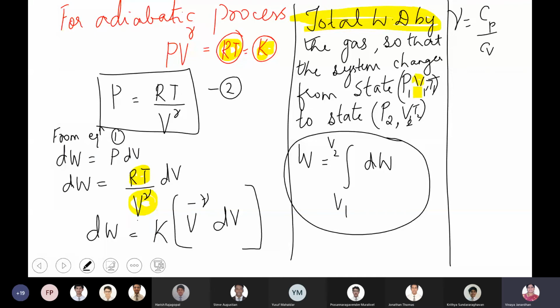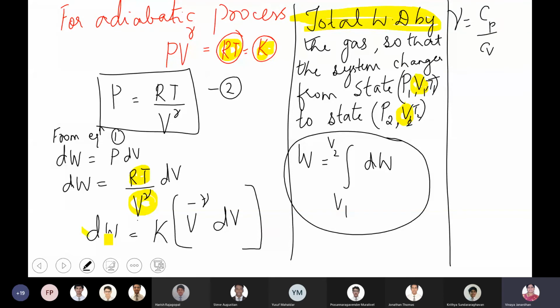The system changes from the state where the volume is V1 to another state where the volume is V2. You have to find the total work done by the gas in moving the piston in the upward direction so that it changes from a state specified by pressure, volume and temperature to another state where the pressure is P2, volume is V2 and temperature is T2. This is the total work done.